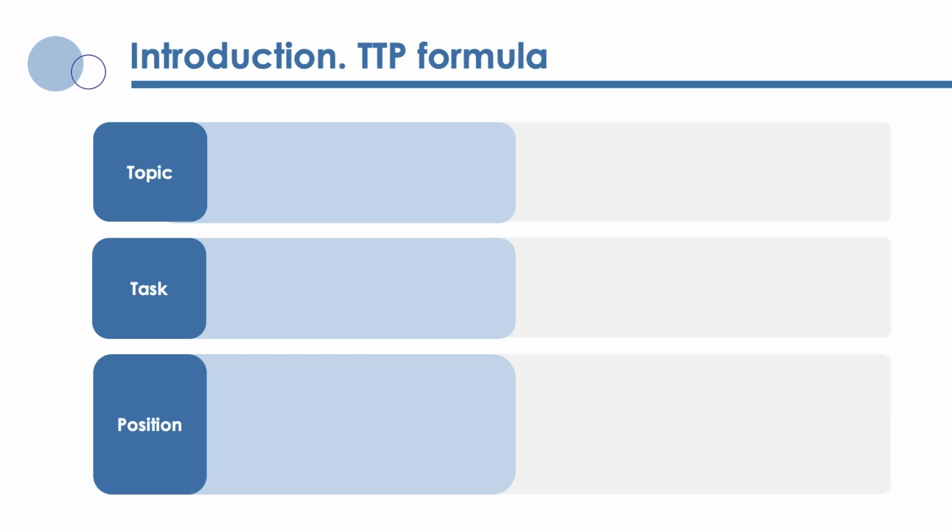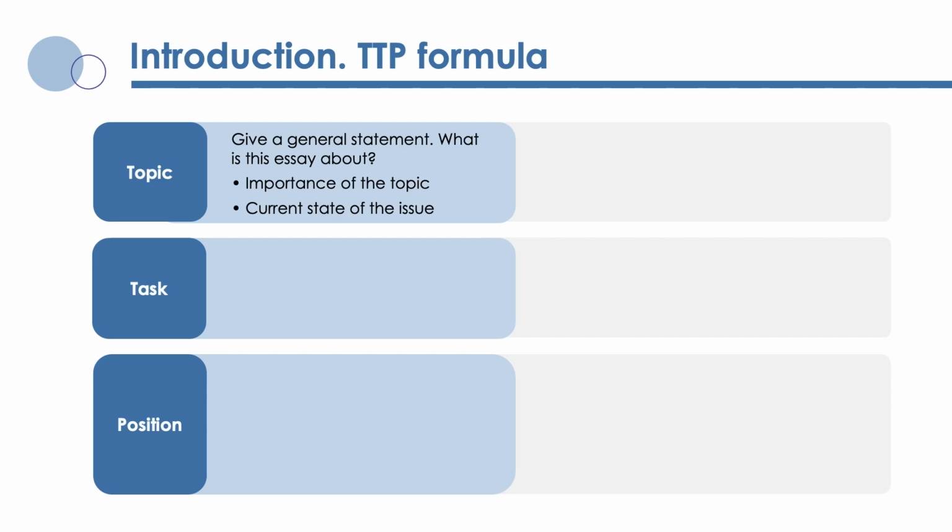For introductions, I recommend the TTP formula: topic, task, position. First of all, you should introduce the topic. Give a general statement. What is this essay about? Here, you can talk about the importance of the topic or its current state. Is it a big problem? Is it a recent problem? Or has this problem been there for a long time? For example, excessive weight gain and obesity have become major issues among children. This is the current state of the issue.